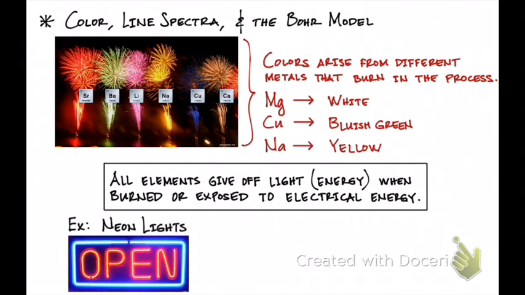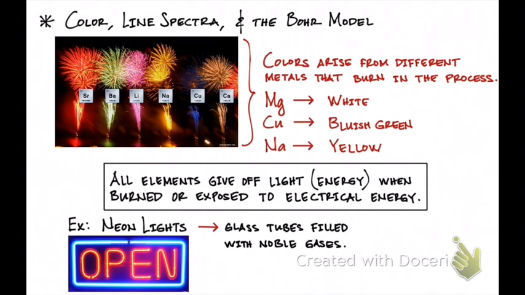So when you go to bars and restaurants, you'll see a bunch of neon lights, like the open sign, for example. When you go to New York City, Times Square, you see a lot of lights there. Those are neon lights as well. But what are these neon lights exactly? Well, they're basically glass tubes filled with noble gases.